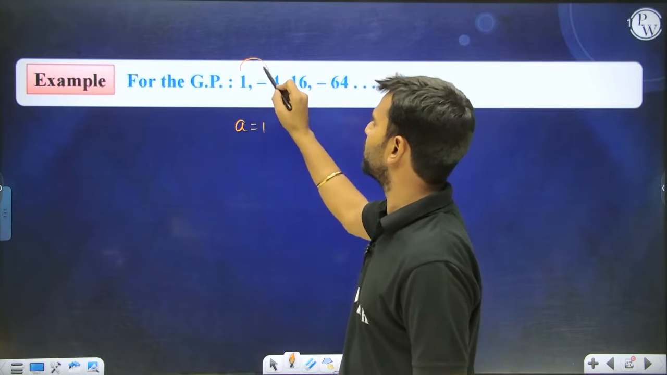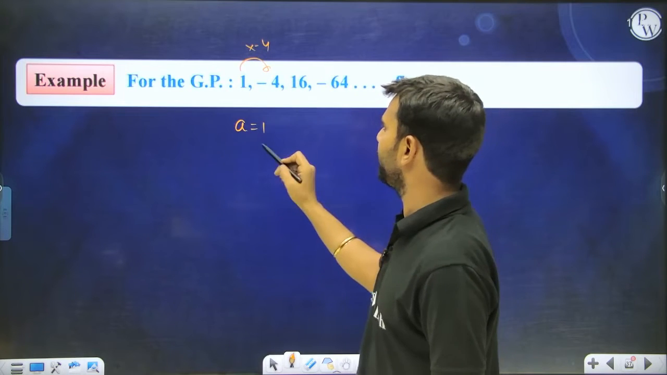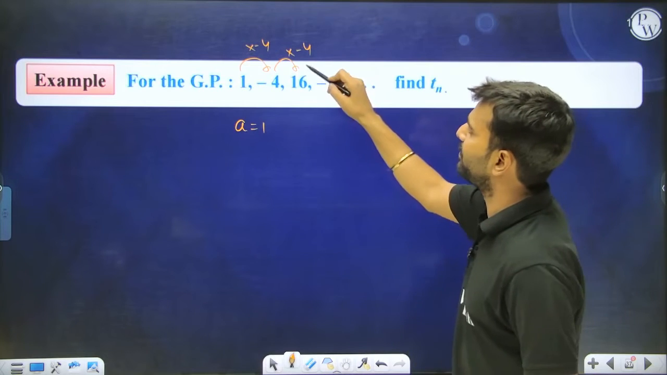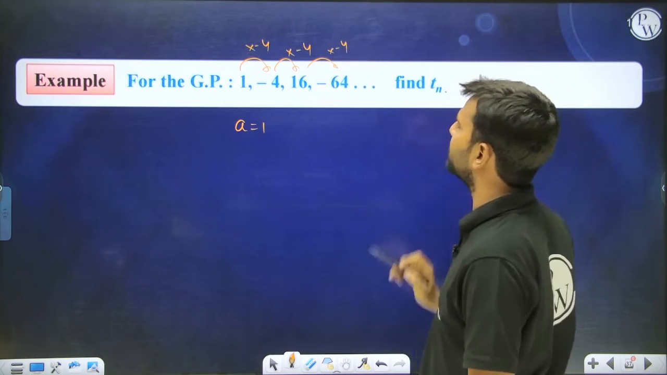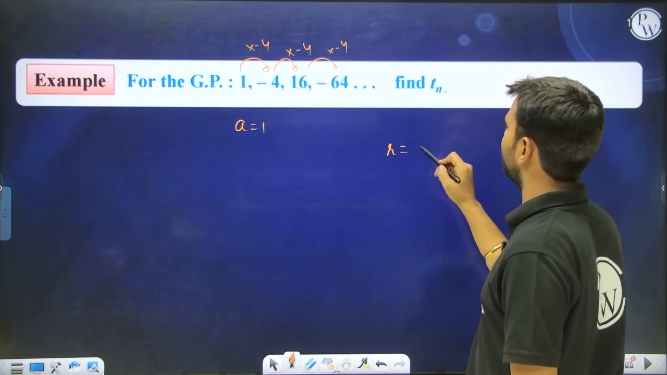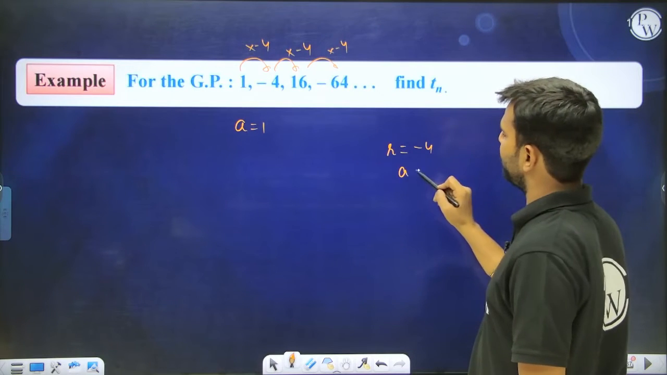If you multiply this with minus 4, we're going to get T2. If you multiply this with minus 4, we're going to get T3. Yes, if you multiply this with minus 4, we're going to get this. Yes, this is a GP. Now what is the common ratio R? The common ratio R is nothing but minus 4, and the first term is nothing but 1.